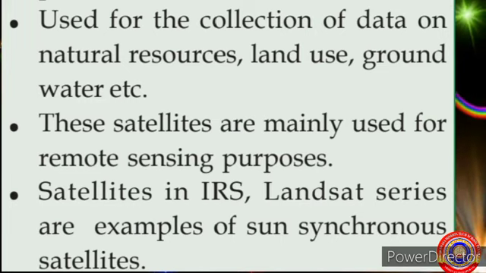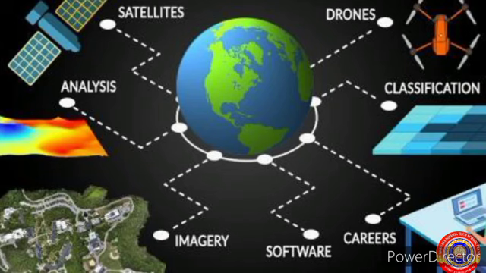Fifth one, these satellites are mainly used for remote sensing purposes. Satellites in the IRS and Landsat series are examples of sun synchronous satellites. Let's see how the information about the Earth's surface is collected with the help of sensors.